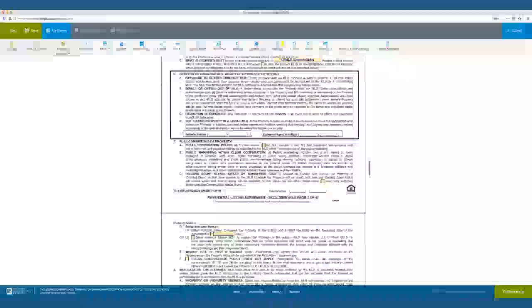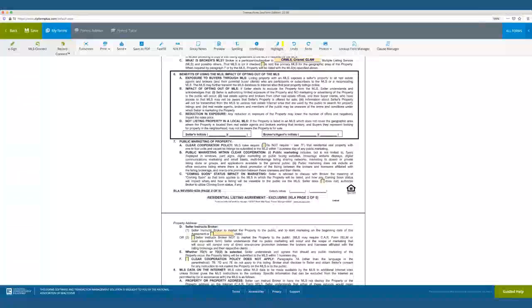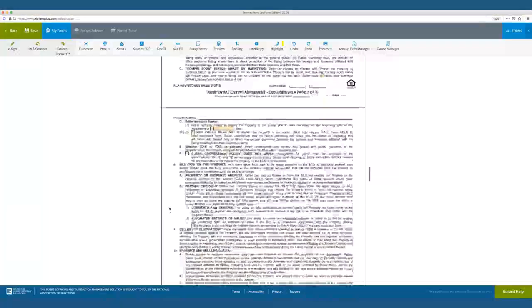So it talks about the addition of the coming soon. And once again, different MLSs have different rules for coming soon, whether it can be shown, whether it can't be shown. So you need to know the rules for your individual MLS. So here's where seller instructs the broker to market the property to the public and start marketing the property when. And you can put a date there, or you can leave it blank.